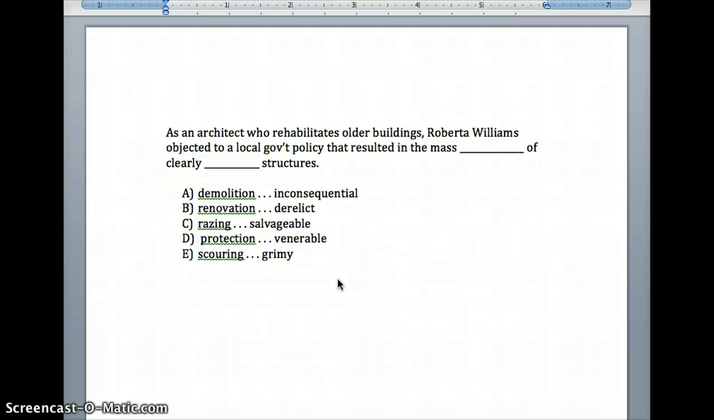But demolition, would she object to a local government policy that resulted in the mass demolition of inconsequential structures, or of salvageable structures? Well, if she rehabs older buildings, the better answer is salvageable structures. She may not be so concerned with inconsequential structures.